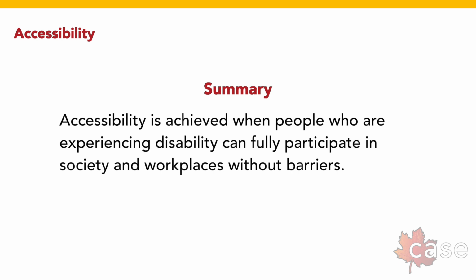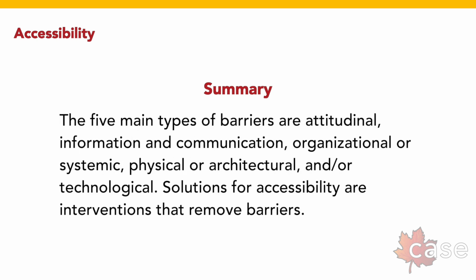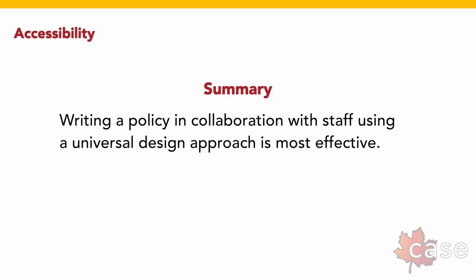Summary. Accessibility is achieved when people who are experiencing disability can fully participate in society and workplaces without barriers. The 5 main types of barriers are attitudinal, information and communication, organizational or systemic, physical or architectural, and/or technological. Solutions for accessibility are interventions that remove barriers. Writing a policy in collaboration with staff using a universal design approach is most effective. Creating accessible policies, including a 5-year plan, will benefit your organization at all levels. So get started!